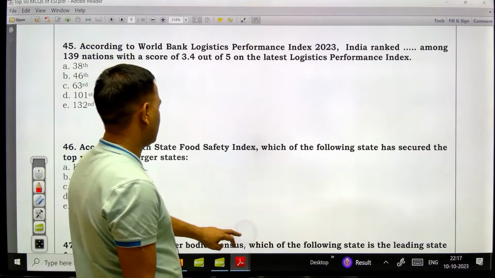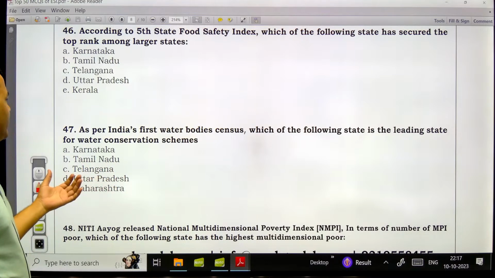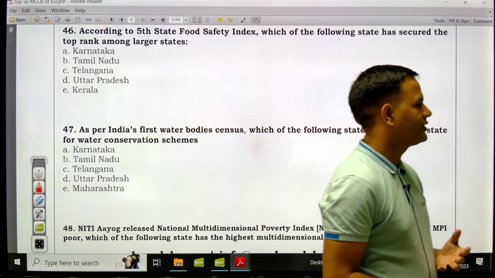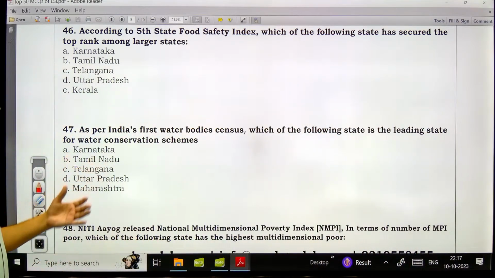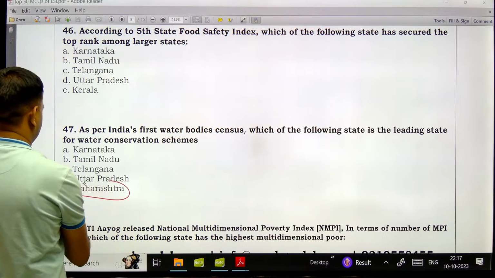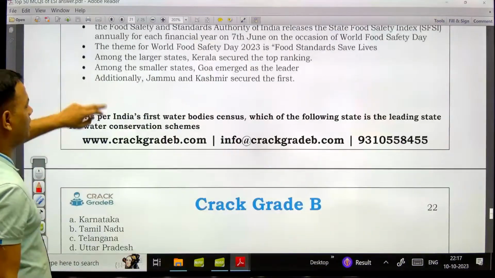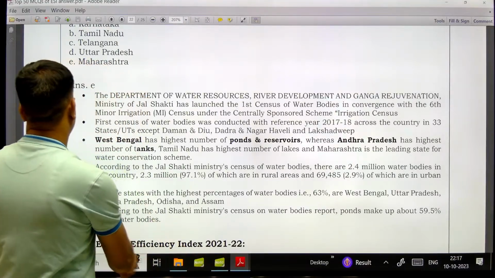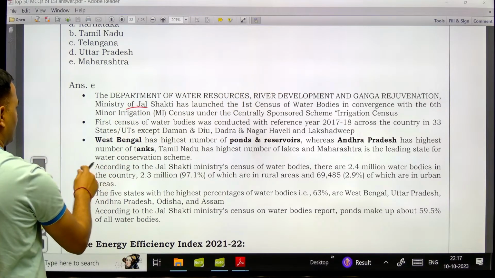So next question, according to the first water body census, which of the following states is the leading state in water conservation schemes? Which state is the leading state in water conservation schemes? As per India's first water body census, this is a very important census. So Maharashtra is the right answer for this. These facts you can read from this PDF. The Department of Water Resources, Ministry of Jal Shakti has conducted this first census.